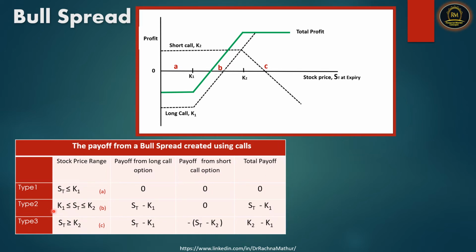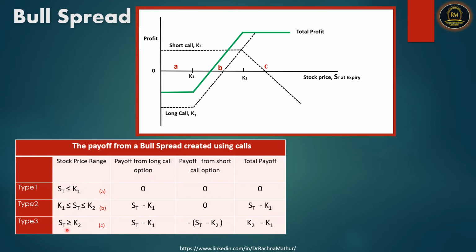If in type 2 the stock price is between the lower strike and the higher strike, your payoff from the long call is ST minus K1, but the payoff from the short call is 0, so the total payoff is ST minus K1.